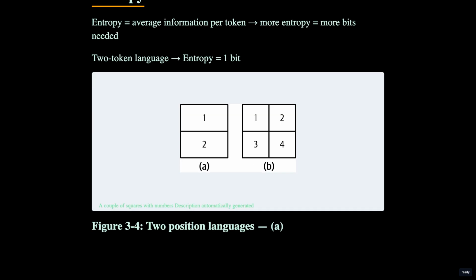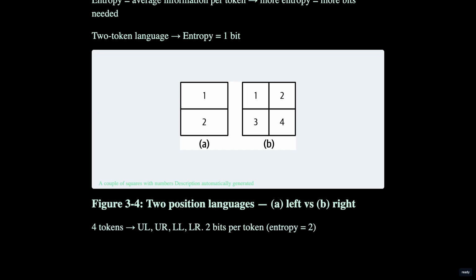This figure compares 2 ways to describe positions inside a square. The left language uses simpler, lower information tokens, while the right language's tokens encode more information but require more bits to represent. With 4 tokens, you can mark 4 distinct positions: upper left, upper right, lower left, and lower right. Encoding 4 possible values requires log 2, 4 equals 2 bits, so the language's entropy is 2. That means each token carries more information than in a 2-token language, but it also needs more bits to represent.